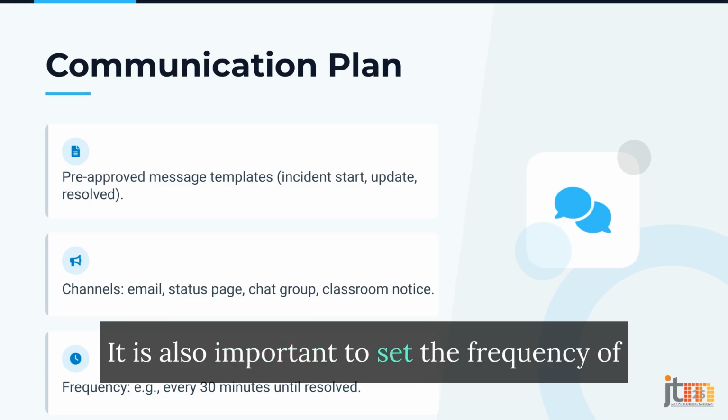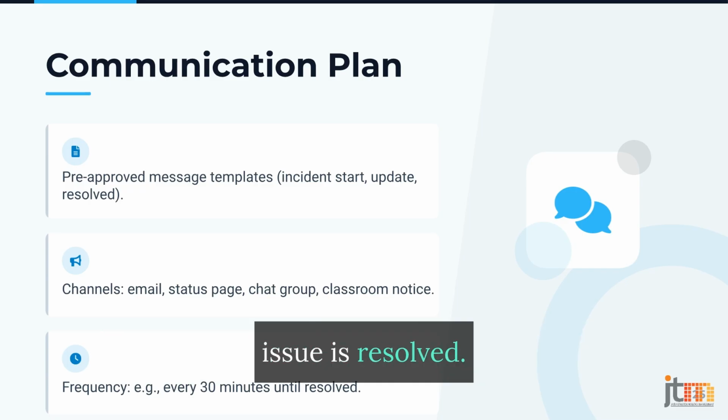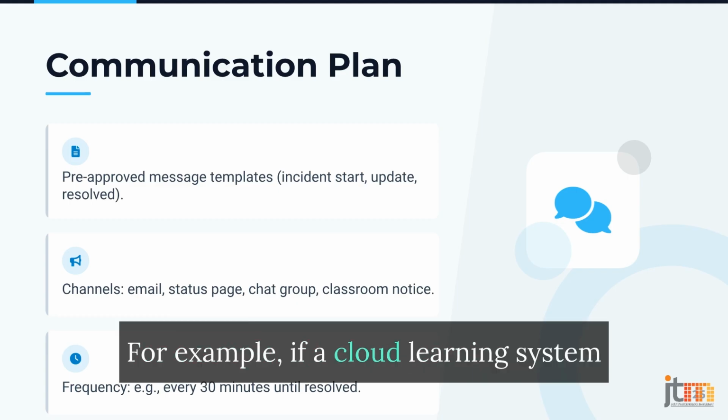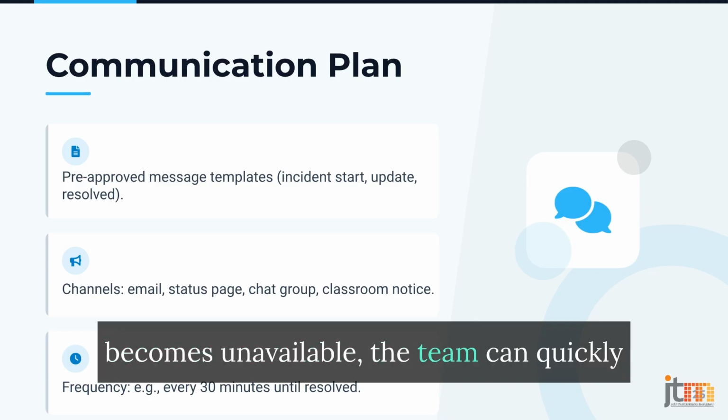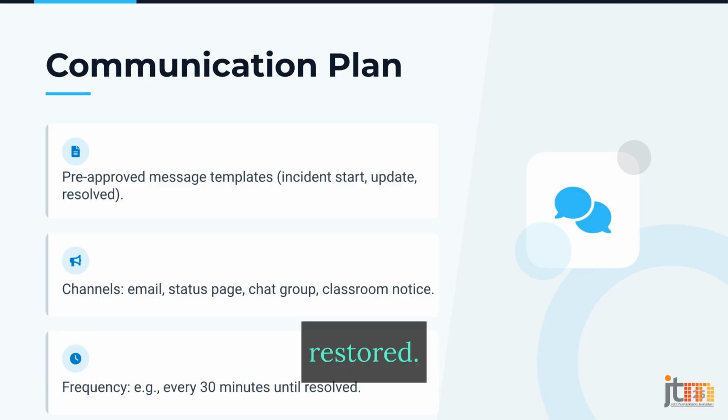It is also important to set the frequency of updates, for example, every 30 minutes, until the issue is resolved. This keeps users informed about the recovery progress. For example, if a cloud learning system becomes unavailable, the team can quickly send an update to students through email or a status page while the system is being restored.